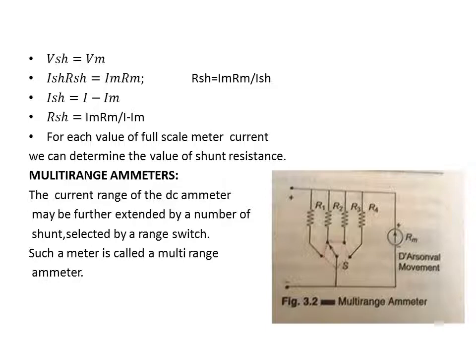Now multi-range ammeters. The current range of a DC ammeter may be further extended by a number of shunts selected by a range switch. Such a meter is called a multi-range ammeter. You can see in the diagram how the various resistors are connected in parallel, that is in shunt, with the basic movement using a switch.